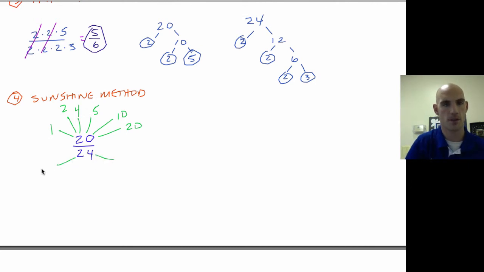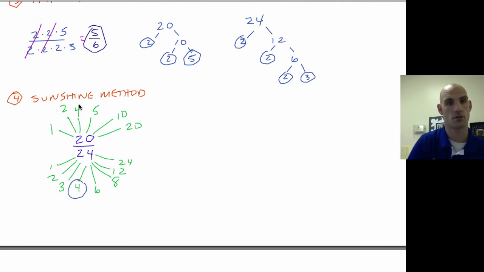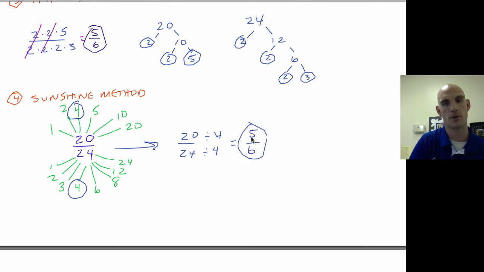I'll do the same thing for 24. 1 and 24, 2 and 12, 3 and 8, 4 and 6. And what I'm going to do is I'm going to compare the factors now. Notice, kind of looks like the sun. I'm going to find the biggest one I could possibly find that's shared by both of them. It's not 24, it's not 10, it's not 8, it's not 6, it's right here, it's 4. So then I step off to the side and I say 20 over 24, and I divide by the biggest factor that I could find. Divide by 4 on top, divide by 4 on bottom, I end up with 5 over 6.